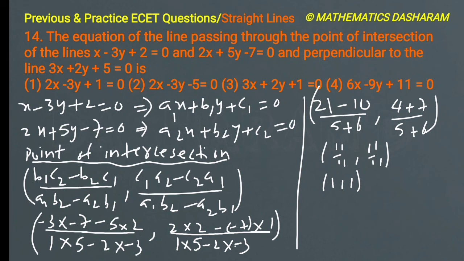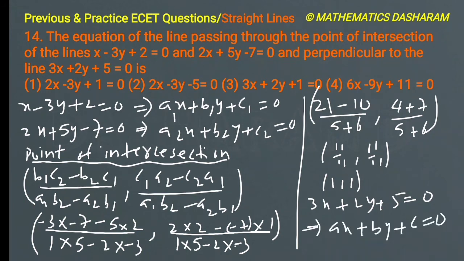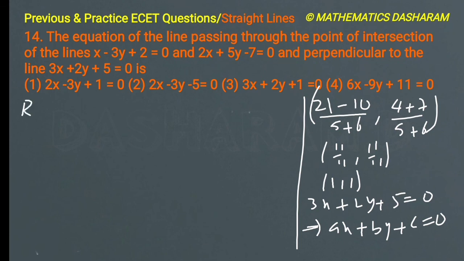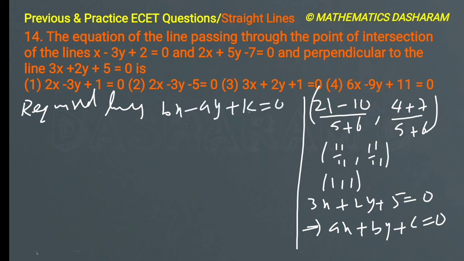Next, the required line is perpendicular to this line. So what is that? 3x plus 2y plus 5 equals 0. Compare with ax plus by plus c equals 0. So the required line is perpendicular to this line, so the formula is bx minus ay plus k equals 0. But this line is passing through 1 comma 1. So then substitute x equals 1, y equals 1.